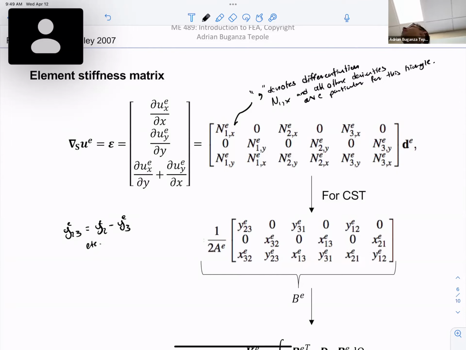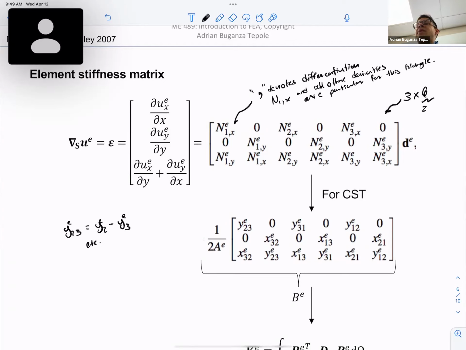Again, if you have quadrilaterals, for example, you would have different shape functions. That's one thing. And then the other thing is: what is the size of this matrix? This matrix is always 3 rows, but the number of columns depends also on the element. So for triangles, this is 3 by 6, because this is 2 times the number of nodes of the triangle. So note the difference with the heat transfer problem.